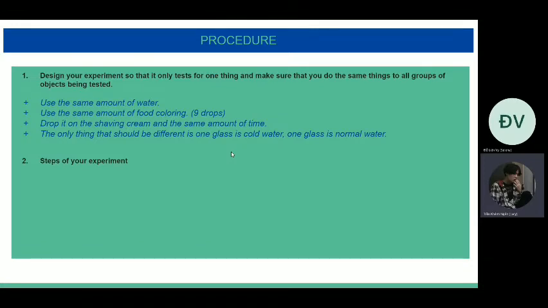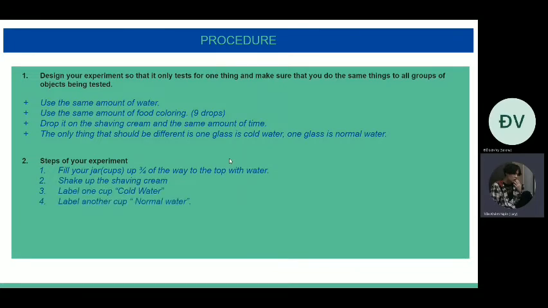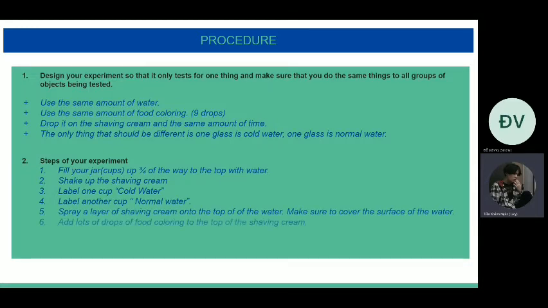Any experiment needs steps to do it, and the steps of our experiment are to fill 3/4 of our cups with water, shake the shaving cream, and label one cup cold water and the other cup normal water. Then spray a layer of shaving cream onto the top of the water, and we must make sure to cover the surface of the water. Add the food coloring to the top of the shaving cream and finally sit back and watch as the food coloring works.